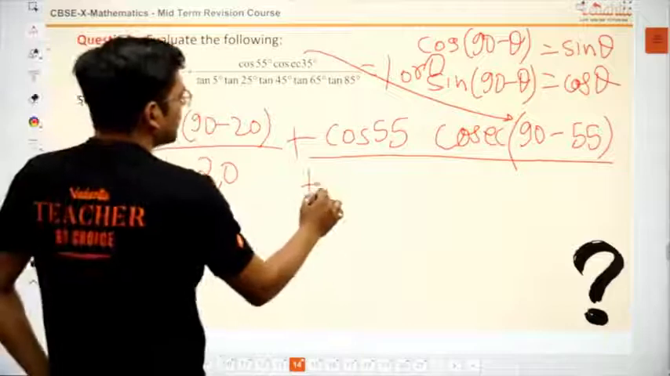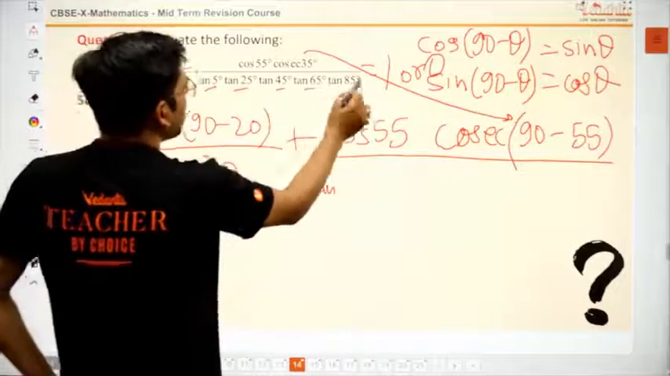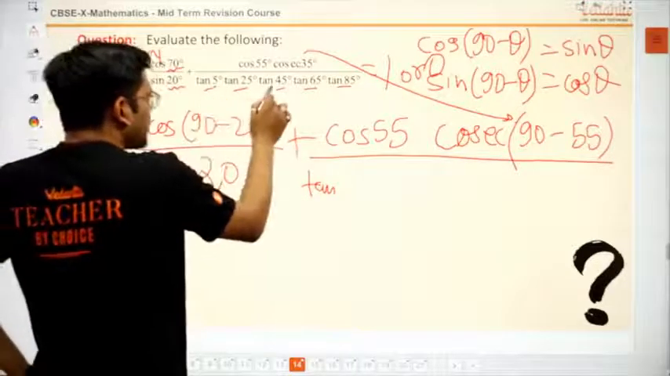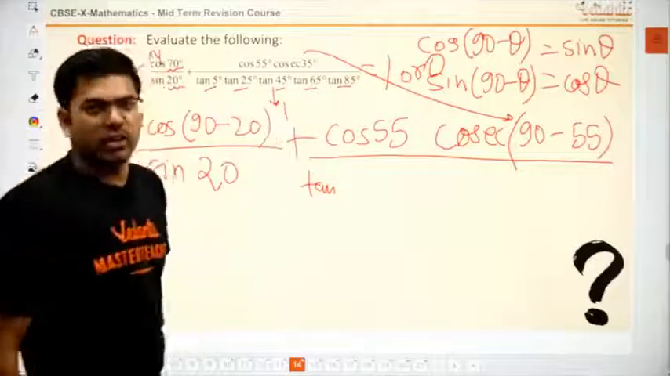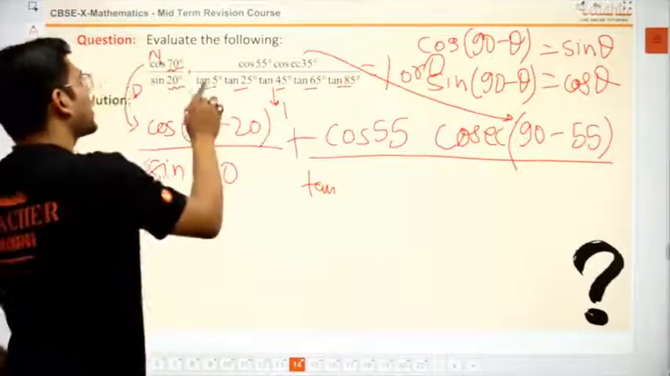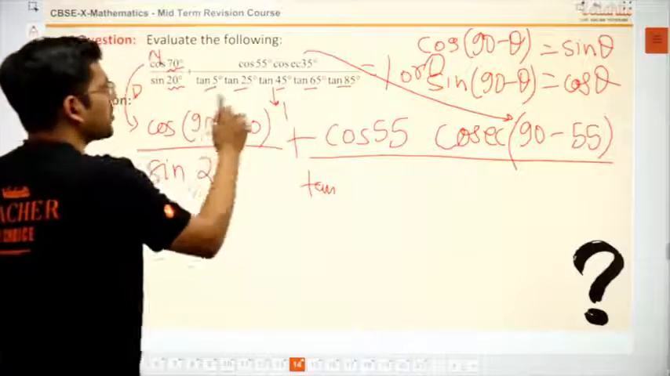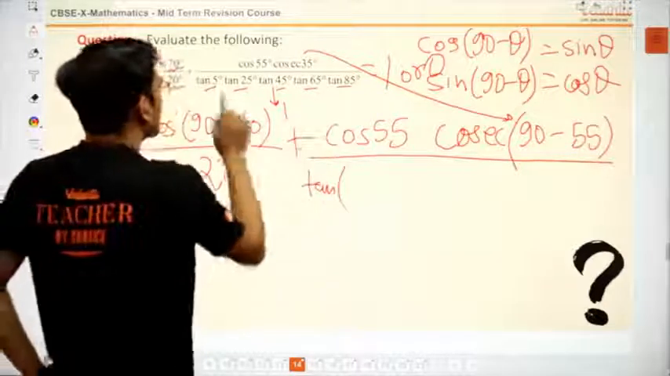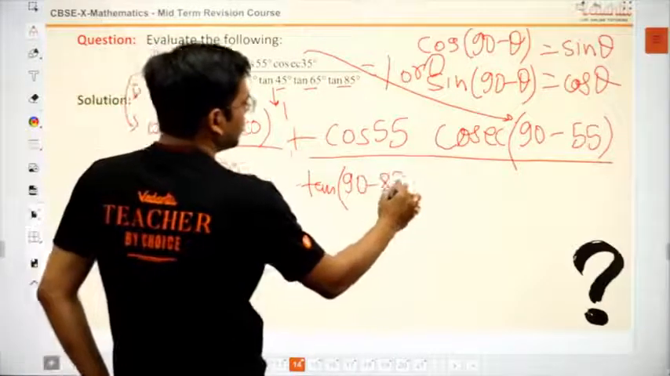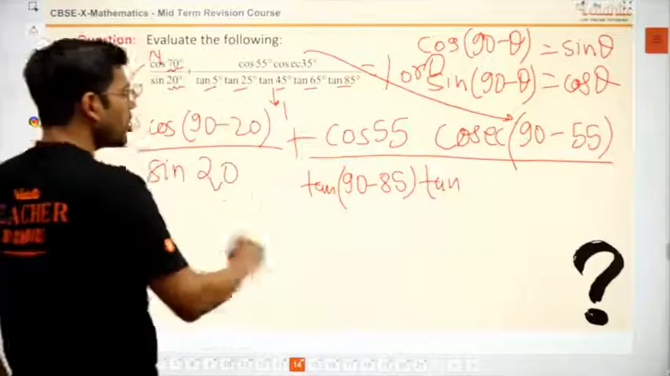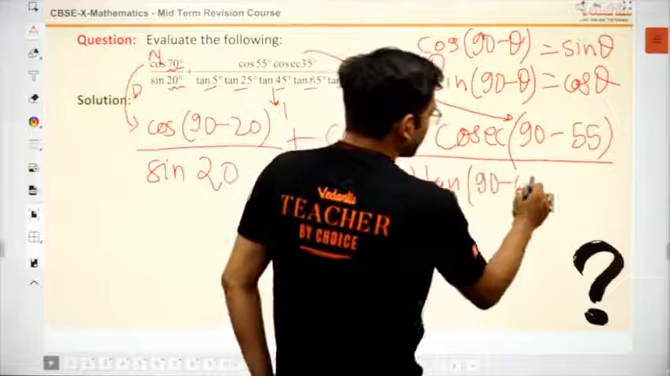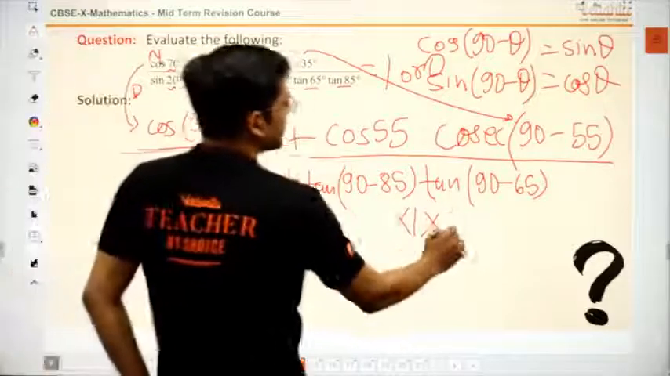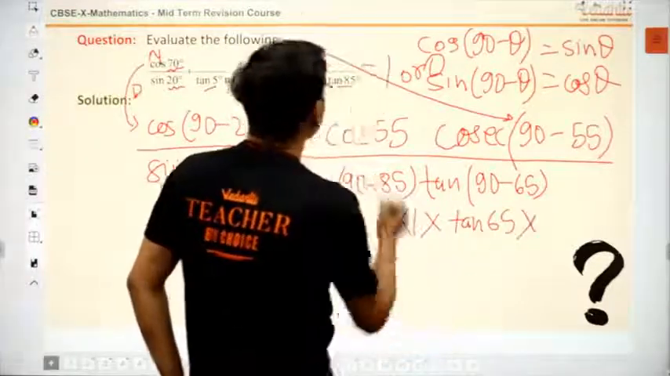Now tan 5. See, there are many terms: 1, 2, 3, 4, 5. Five terms are there. Out of these, tan 45 is a standard angle and its value is 1, so I won't consider it for any changing. I will consider the first two or the last two; I am taking the first two. So tan 5 can be written as tan(90 minus 85), tan 25 as tan(90 minus 65), into 1, into tan 65, into tan 85.